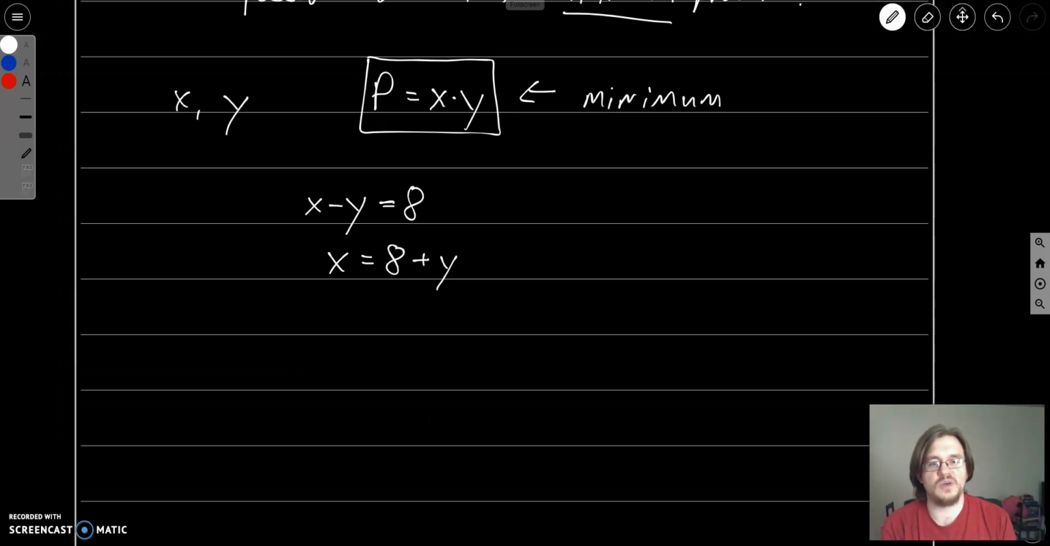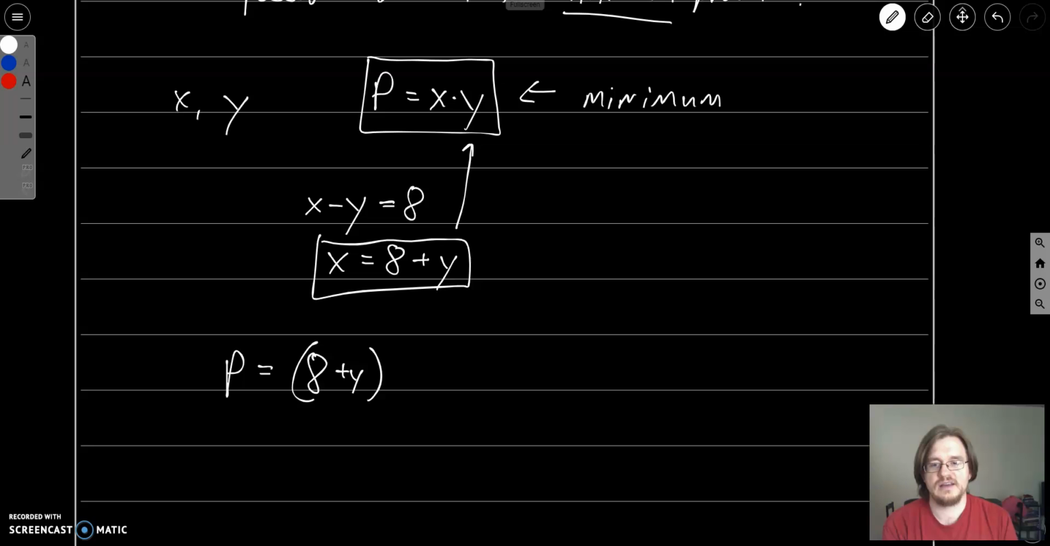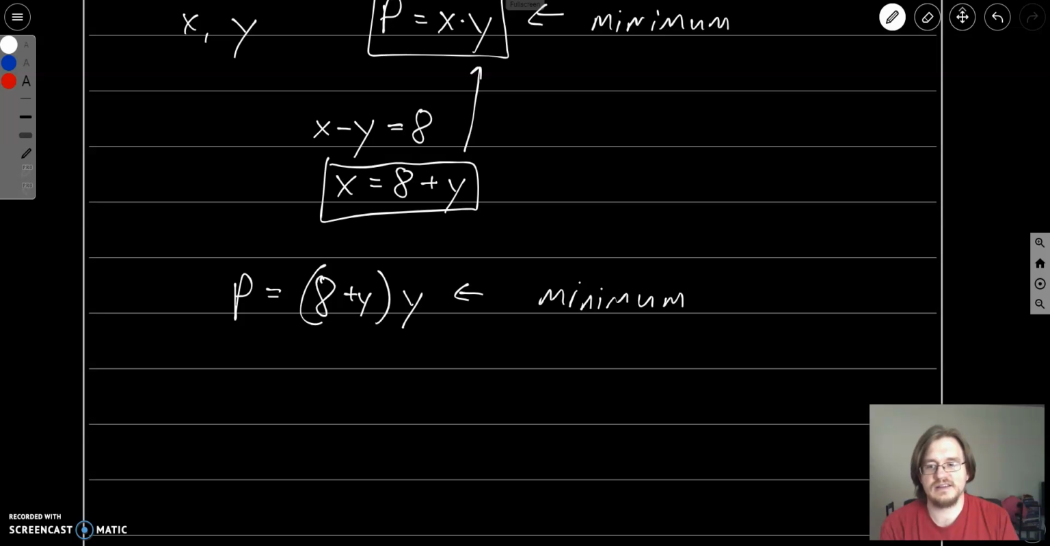And now what I can do is substitute this information into my original expression. So now the product of my 2 numbers is going to be, if I replace x with 8 plus y, 8 plus y times y. And this is what I want to find the minimum value of. So let's expand this.